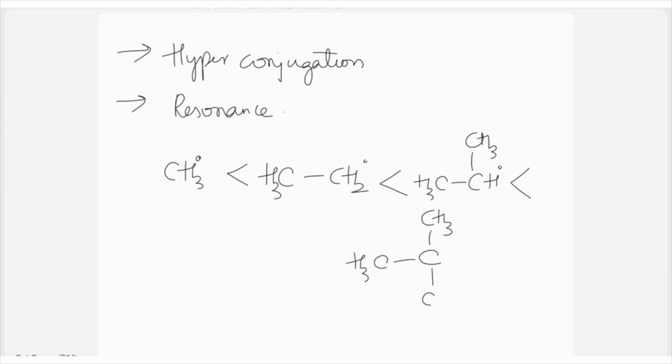Now here we have 3 alpha carbons with 9 hydrogens, 2 alpha carbons with 6 hydrogens, 1 alpha carbon with 3 hydrogens and no alpha carbon with 0 hydrogens. So this way hyperconjugation is supporting the stability of free radical.